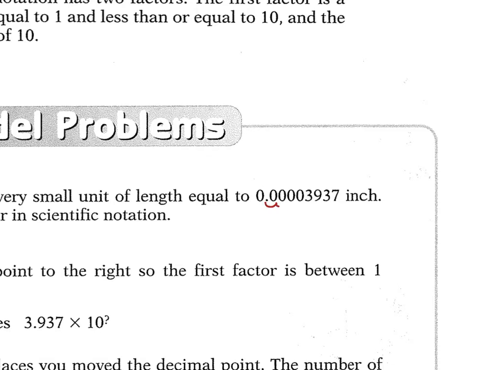So we're going to move 1, 2, 3, 4, 5. So because we moved 5 places, that's going to be our exponent. However, when we write this, the way that we tell if it's a positive or negative is if the number we start with is really little. So we are starting with a really little number, so this 5 is going to be negative. And then the number that's in front of this is 3.937. So it's literally just the number that we end with once we move that decimal point.